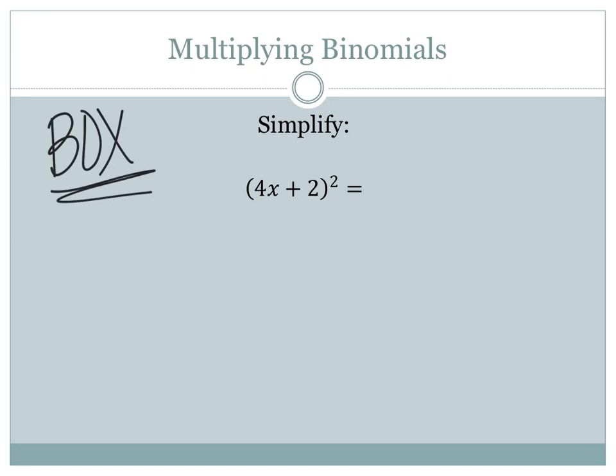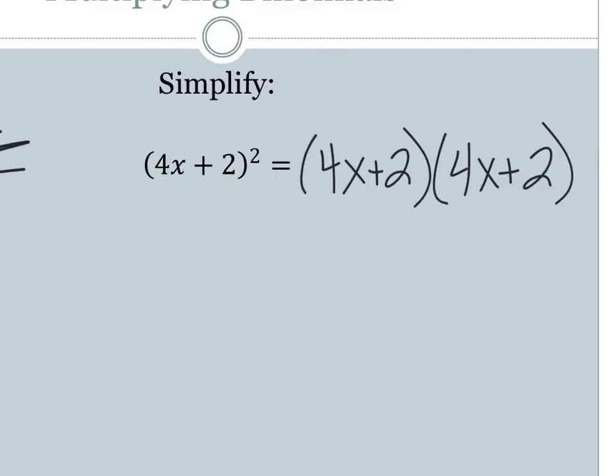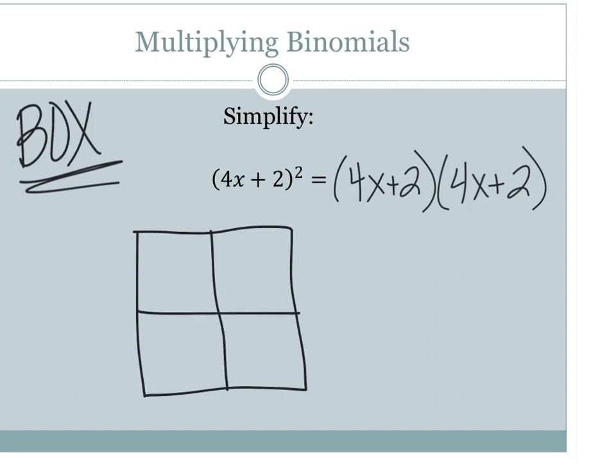Wrong. That little squared on the outside means we're taking this 4x plus 2 and multiplying it by itself 2 times. So really, we have 4x plus 2 times 4x plus 2. That's what that means. So don't let that little squared fool you, because that squared is just saying we're going to multiply it by itself twice. I think the box method is going to be the easiest way to do this particular problem, because we're going to have numbers all over the place.